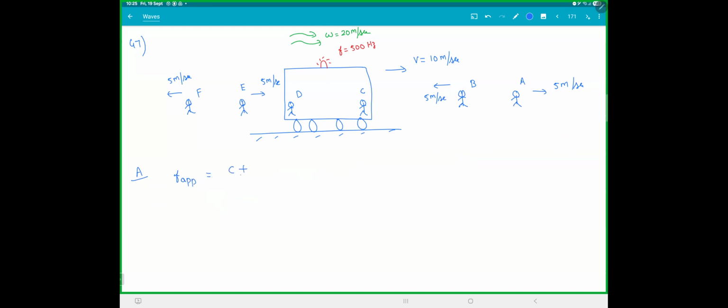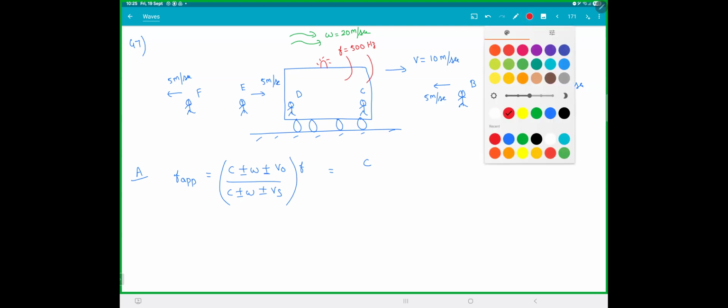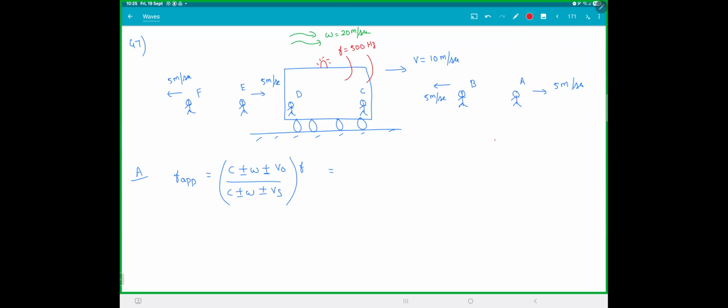f apparent, the formula is (C plus or minus wind plus or minus V observer) by (C plus or minus wind plus or minus V source) into f. See, first thing, how is the sound traveling? Sound is traveling from here towards right side, isn't it? Sound is going from left to right. How is the wind blowing? Left to right. So it is supporting, so it is plus. So C plus wind. What is the observer trying to do? Observer is trying to run away, so frequency should decrease. The minus VA. Don't put the numbers, just leave VA, VB and all.